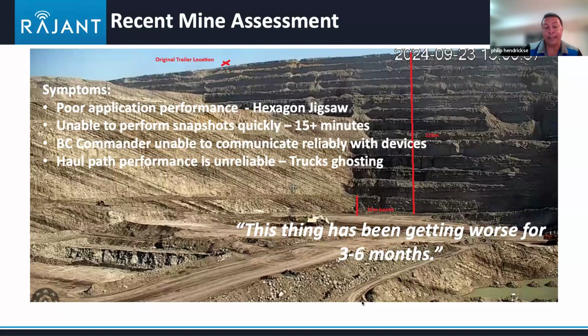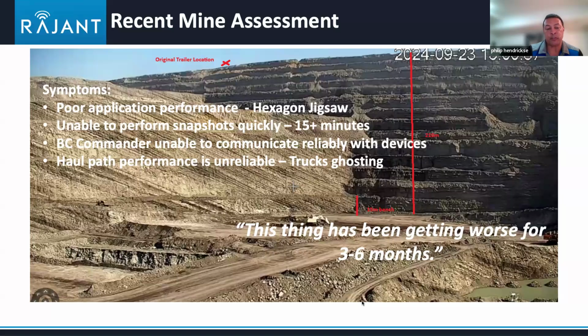To put that into practice, we had this scenario triggered towards the end of last year and the start of this year. A mine was reporting poor application performance of their fleet management system. BC Commander itself didn't want to take snapshots. It was taking well over 15 minutes to take a snapshot, sometimes even longer. BC Commander couldn't communicate with all the devices, even though we could ping them. BC Commander's updates had this blue connecting state coming up regularly.